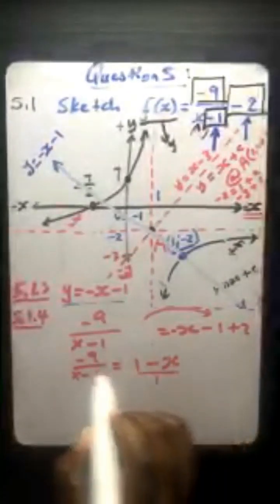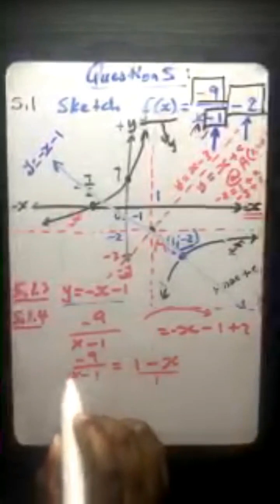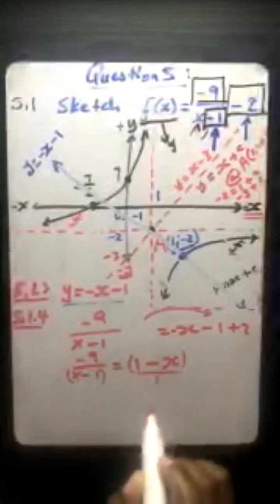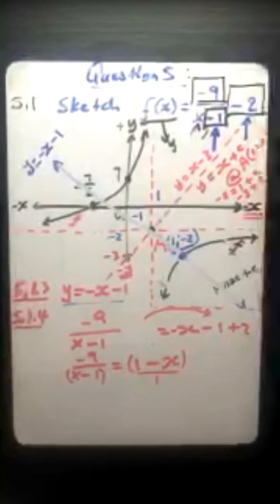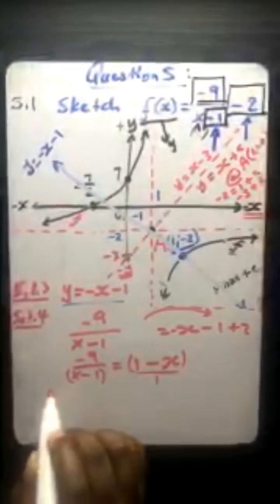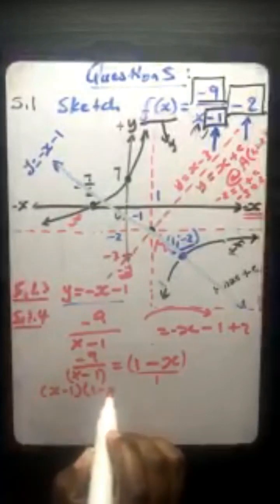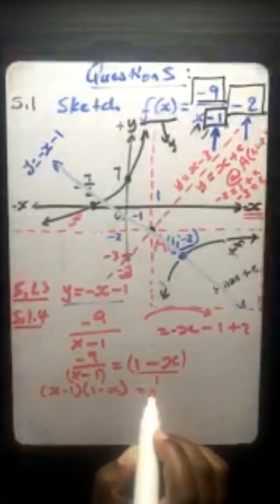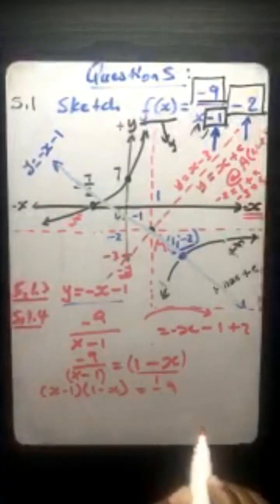So this is where you can now cross multiply. When you cross multiply, it's more like you're saying the whole of that multiplied by that. I'm not sure if you guys are able to see that. So let's see. It's more like you are having x minus 1 into 1 minus x, which is equal to negative 9, because you cross multiplied.